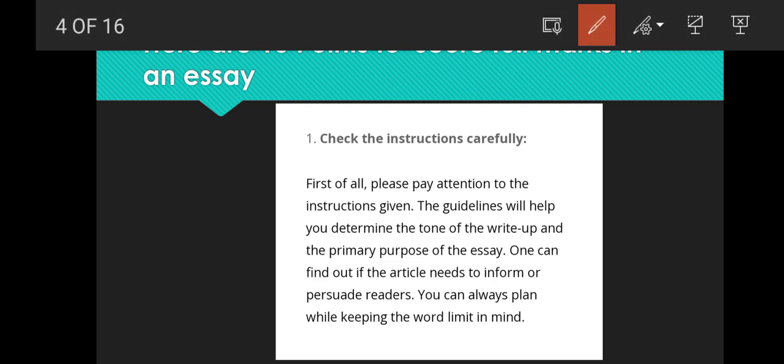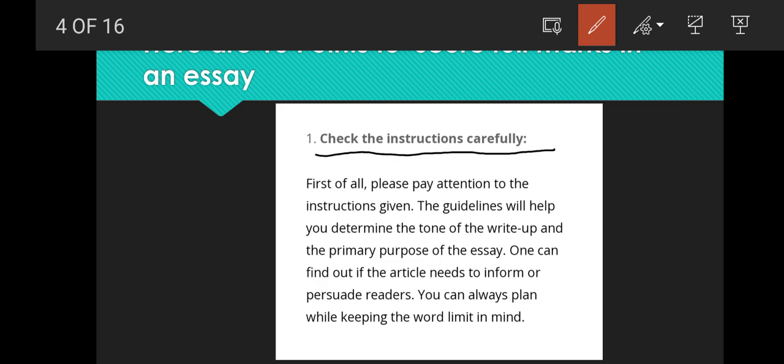The first point says check the instructions. What it is saying: check the instructions carefully. As I told you, first read what the question given to you is, and what instructions are given to you: how many words you have to write, in how many parts, and what mistakes you should not commit during your writing. So first of all, check the instructions given ahead of the composition. This is extremely important, you have to remember this.